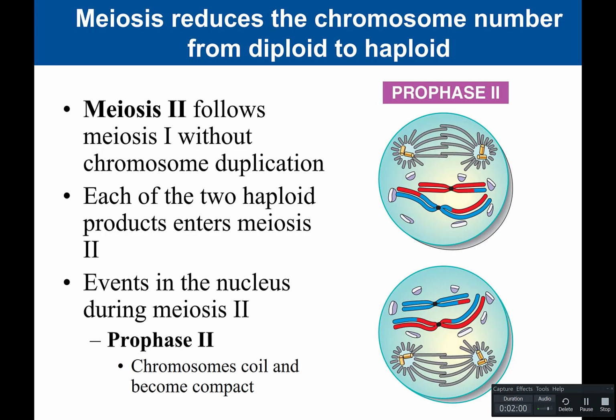Meiosis II follows meiosis I without chromosome duplication, because the sister chromatids are already there. They've already duplicated. Each of the two haploid products enter meiosis II. So let's walk through the steps. Just like meiosis I, we have PMAT in meiosis II. So we'll start with prophase. Chromosomes coil and become compact. If the nuclear envelope had formed in the last phase, it would break down in prophase II.